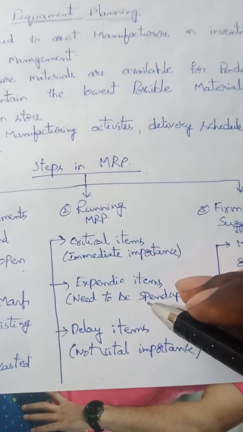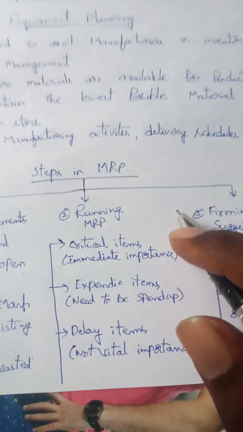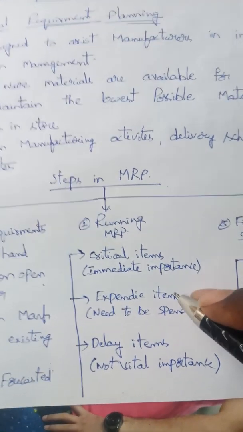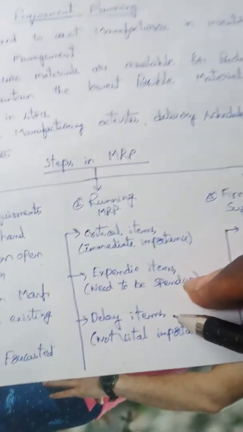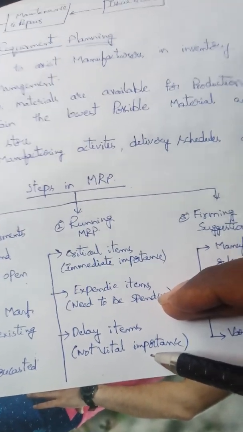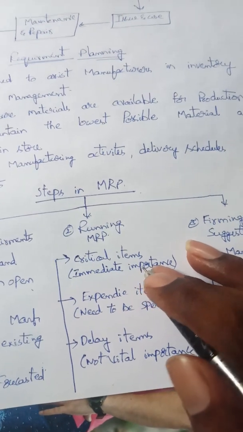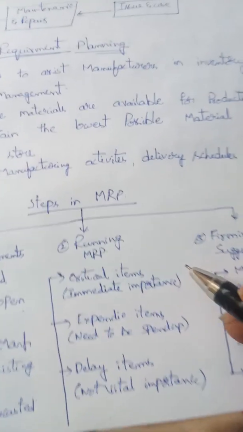Expensive items need to be spent on. Compared to critical items they are not as important, but they are also important for effective product manufacturing. Delay items may not be of vital importance, but using them can increase efficiency. So the items are classified into three types.